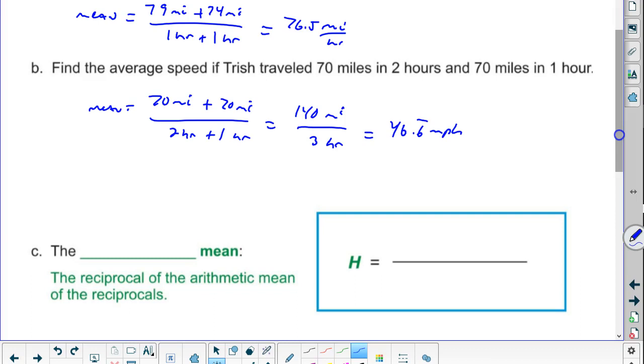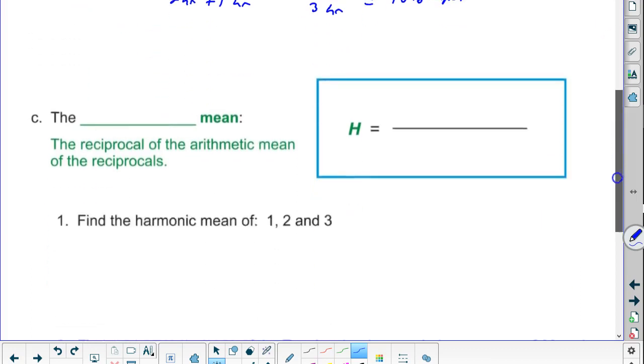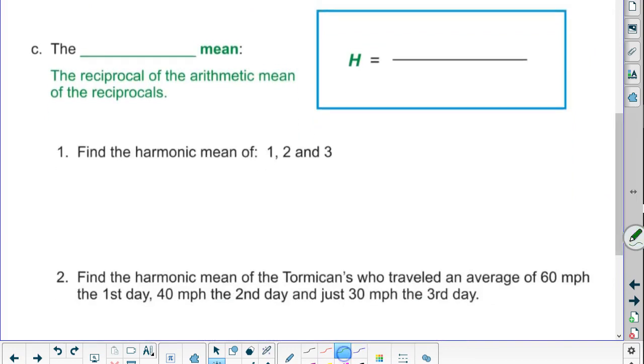That's not too hard. All right, let me get to the, for you musical people, what do you think that H is going to be? The harmonic mean.